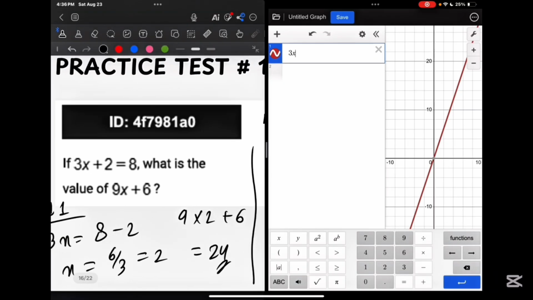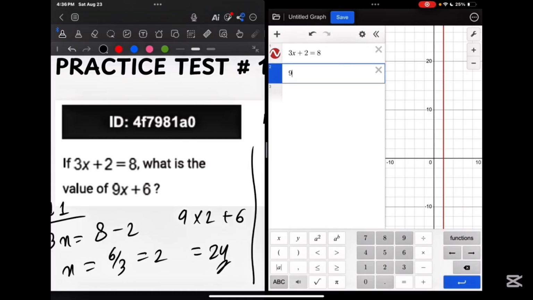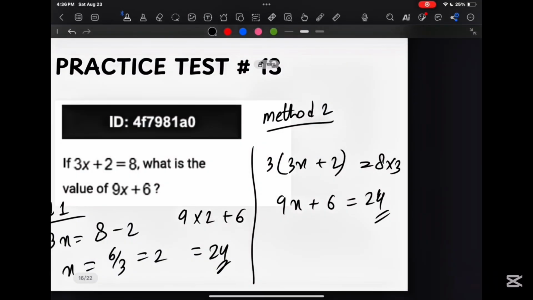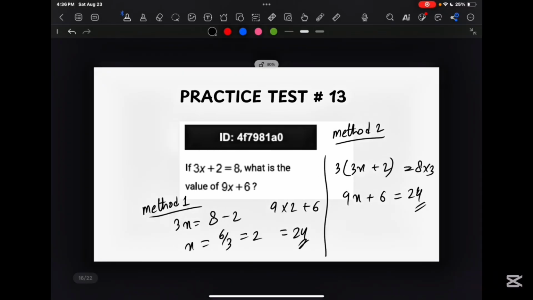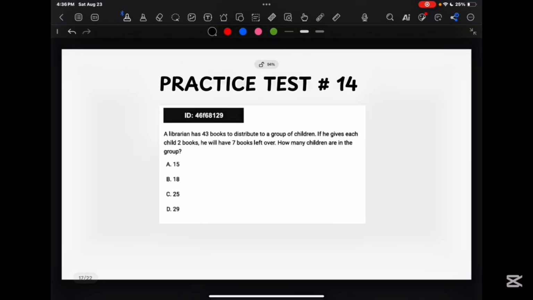So you can just plug in this entire equation in Desmos, and you see you're going to get the value x equals 2, right? And then you can also plug in this equation, and you're going to get 24. So you can also do this in Desmos, but personally I think, especially for this kind of question, it's much easier to solve by hand or using your scientific calculator. But obviously it's up to you, your preference.